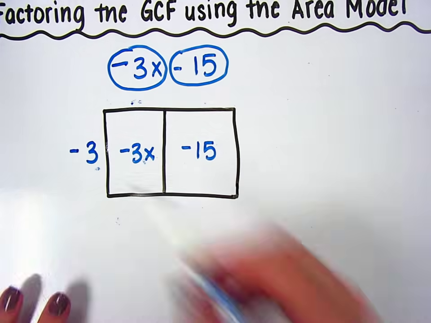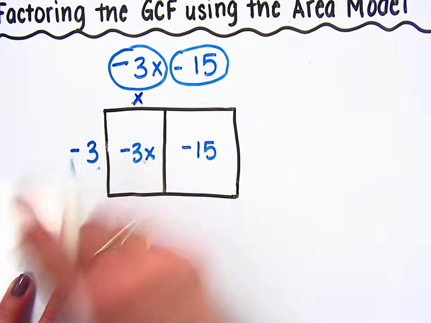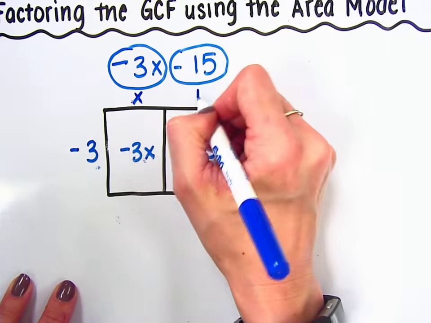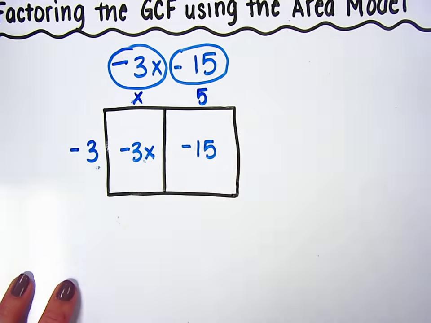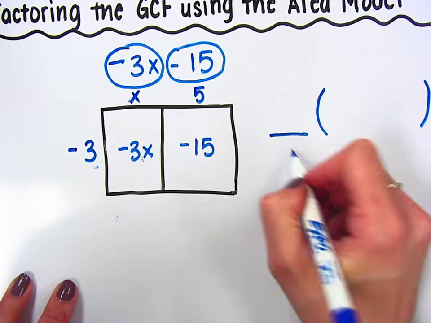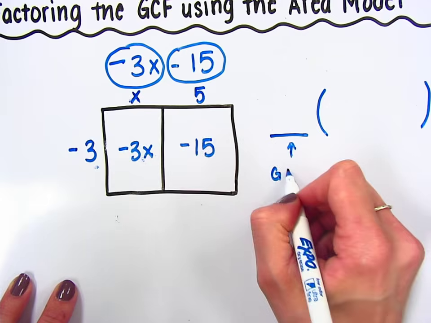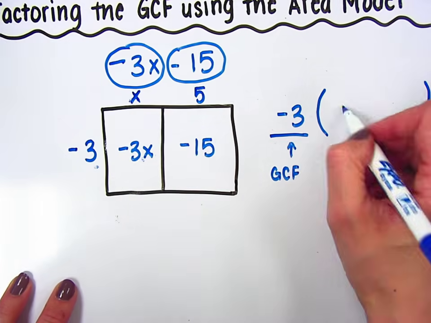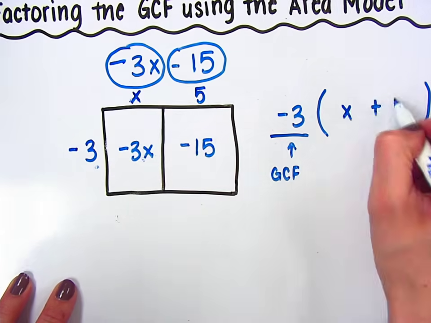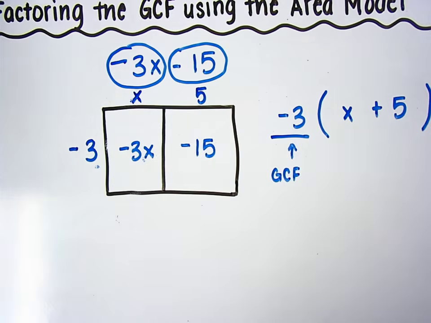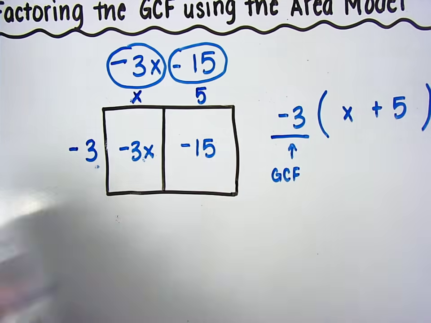I'll think to myself again, negative 3 times x is negative 3x. Negative 3 times 5 is negative 15. To write my factored expression, my GCF, which we said was negative 3, will go on the outside of the parentheses, and x plus 5 will go on the inside. So negative 3 times the quantity of x plus 5 is my factored expression. One last example.